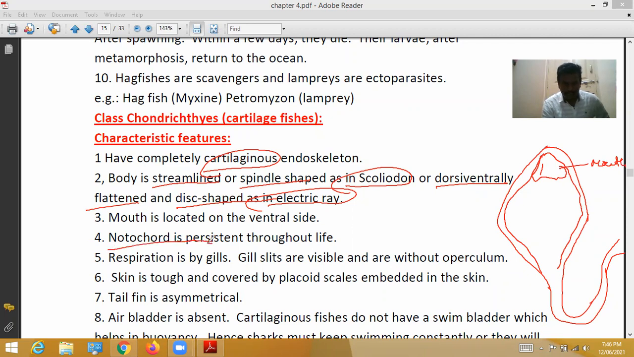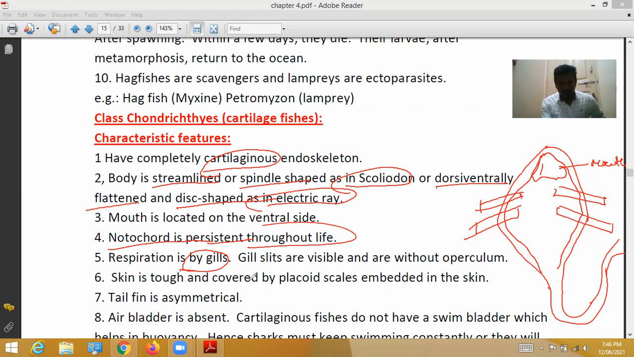The notochord is persistent throughout life. Notochord means what? Just like a backbone, it is present throughout their lives. Respiration occurs by gills. Here paired gills will be there. The gill slits are visible and are without operculum.